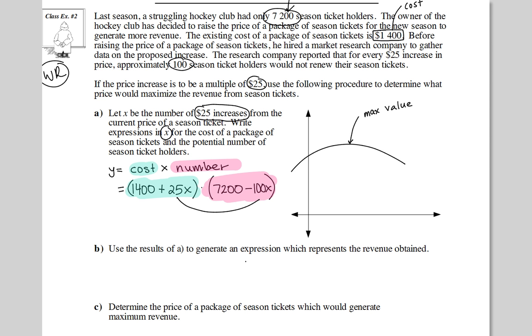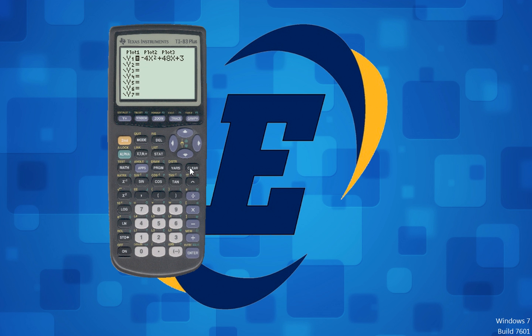So it says use the results of A to generate an expression. So we've already done that. You do not need to FOIL that out. Okay? You can, but you do not need to. Straight to the calculator. So 1,400 in a bracket plus 25x. Let's see how my memory is doing. Is that 7,200 minus 100x? And then just let it sit here. Do not press anything. Once you got it typed in, just let it sit there.